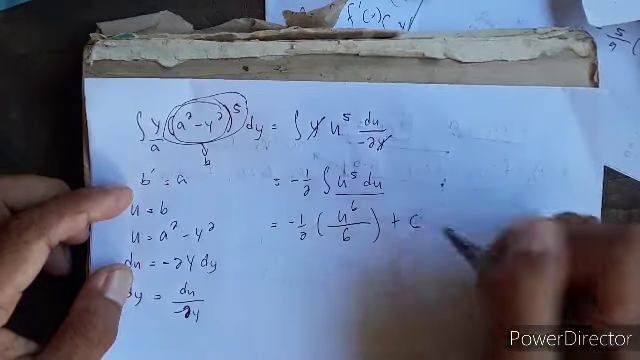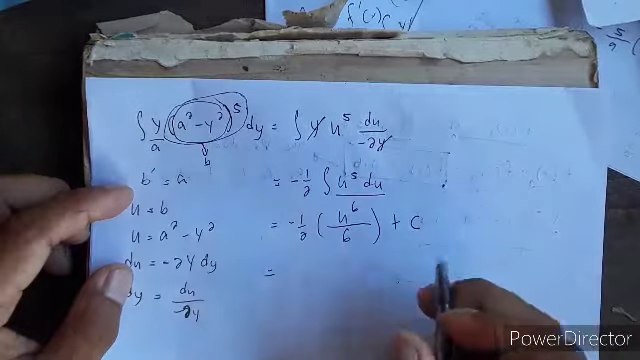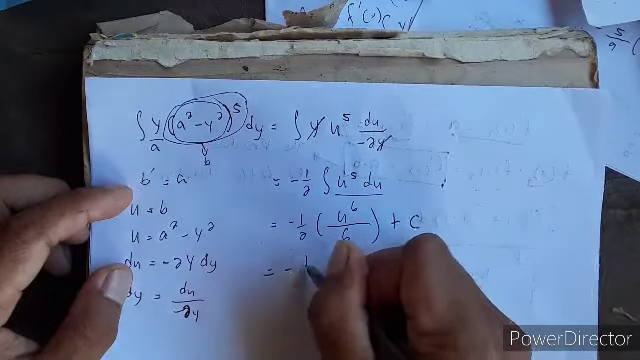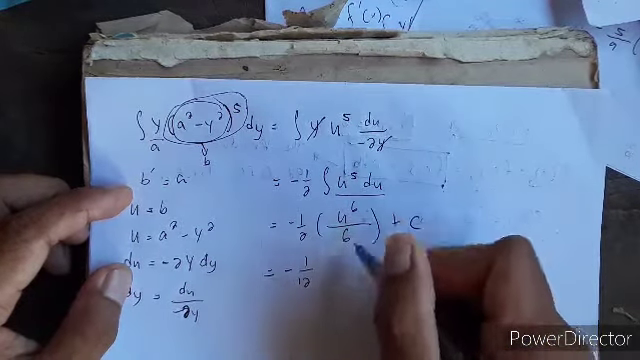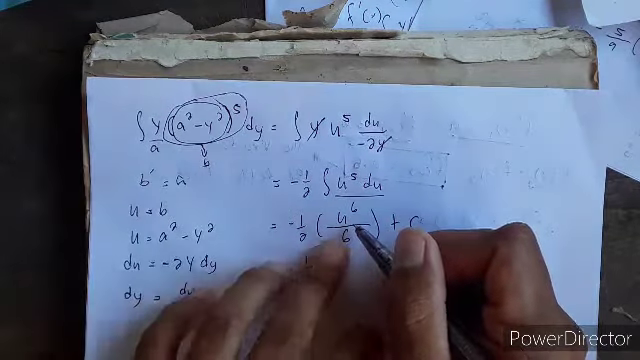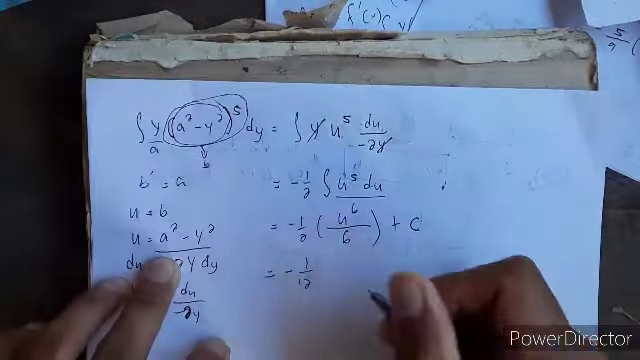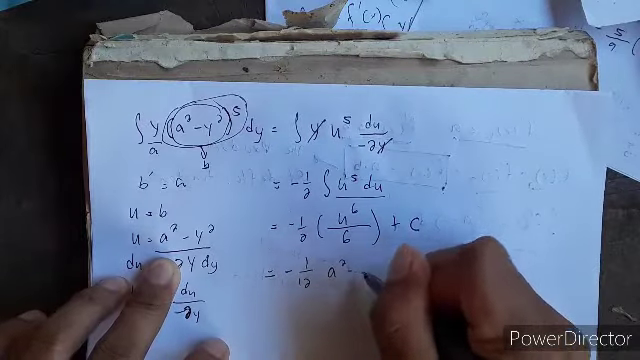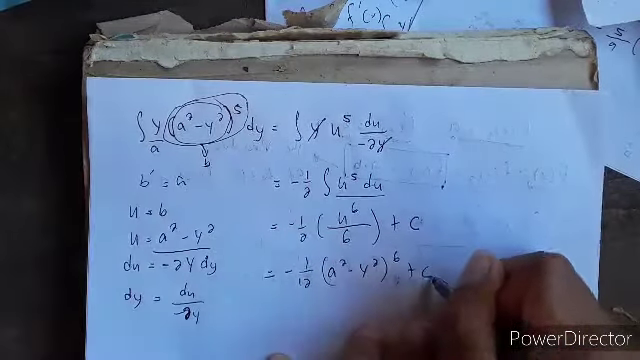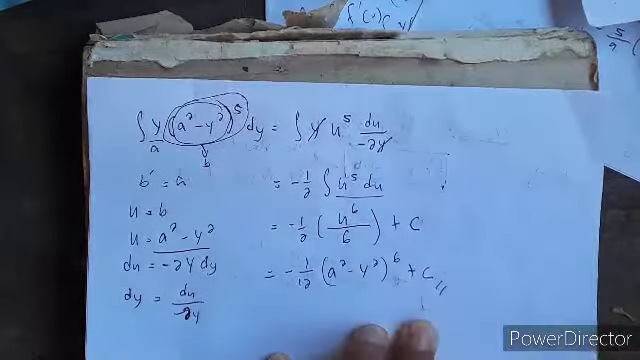Then add c. So by simplifying, we have 1/6 times 1/2, which is equal to 1 over 12. Then by substituting our original value of u, which is equal to e squared minus y squared, raised to the power of 6 plus an arbitrary constant. That is our final answer.